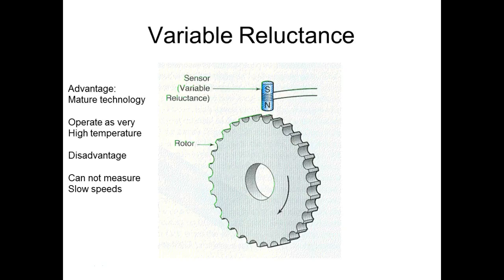This is a variable reluctance. We've already looked at this. So how does this guy here work? Yeah, these guys are still used. Anybody know where they're used? The major use of variable reluctance systems.